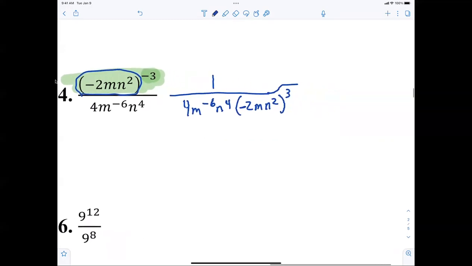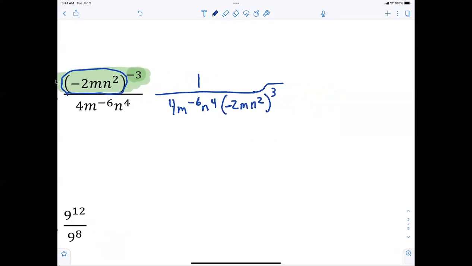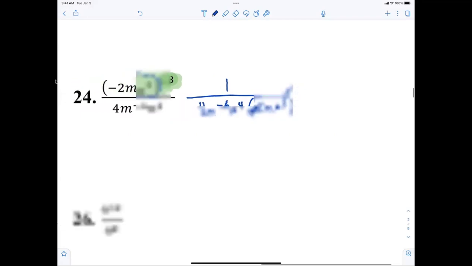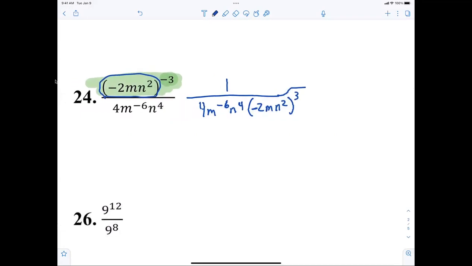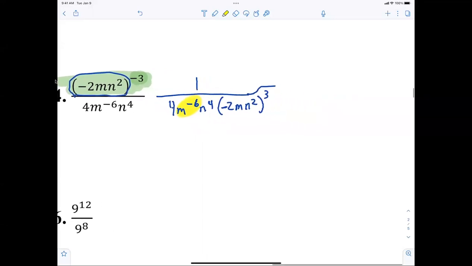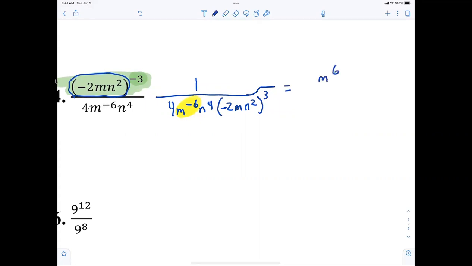Okay. Now, what I want you to look at: the top's negative, bring it all down, but don't bring the bottom up. Now, what is on the bottom that has a negative exponent? M to the what? So where does that m to the -6 go? On the top. So I'm going to put m to the 6th on the top.